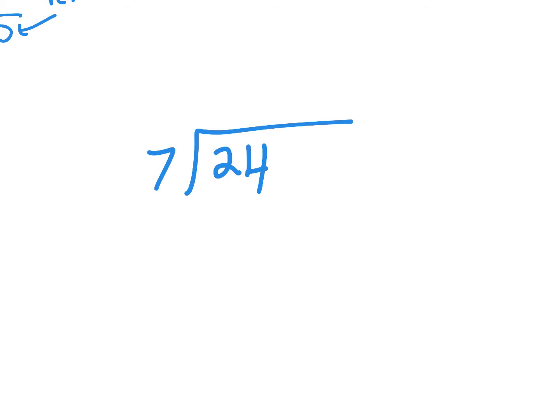Long dividing 7 into 24. And in a second, we'll change it to polynomials. But if you can't do it with regular numbers first, how can you do it with polynomials? Try it. Check with the kid next to you. See if you know what the remainder is and what the answer is.